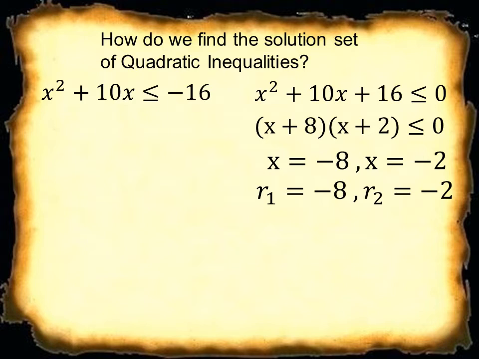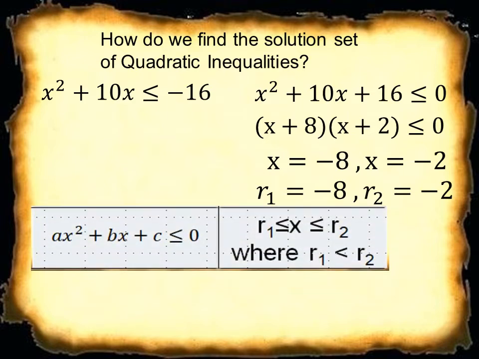Then, look at the table. We will refer to the table. This will be our reference for the answer for this kind of quadratic inequality. So our solution set is x is greater than or equal to r sub 1 but less than or equal to r sub 2.